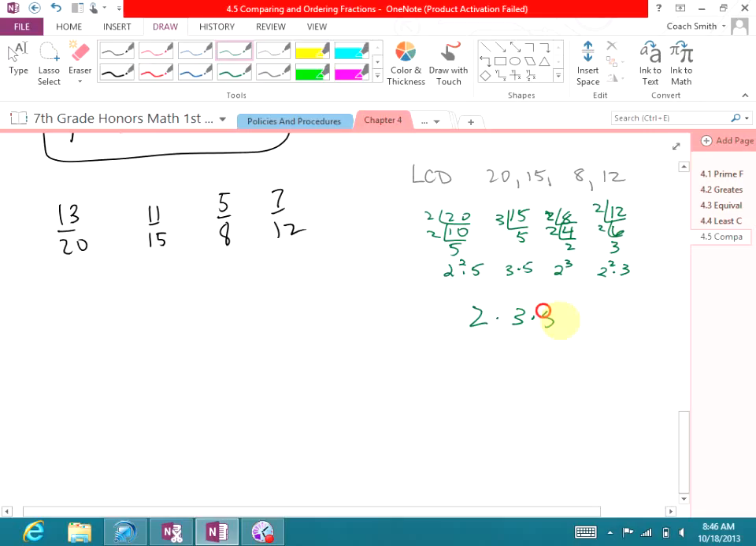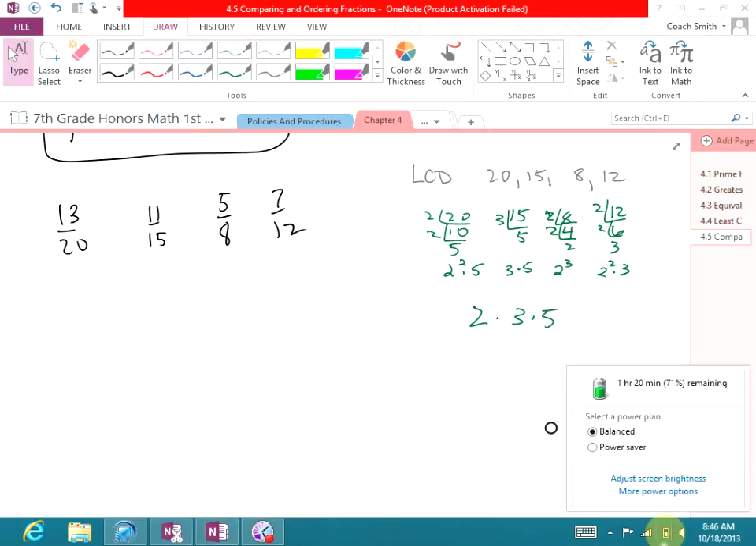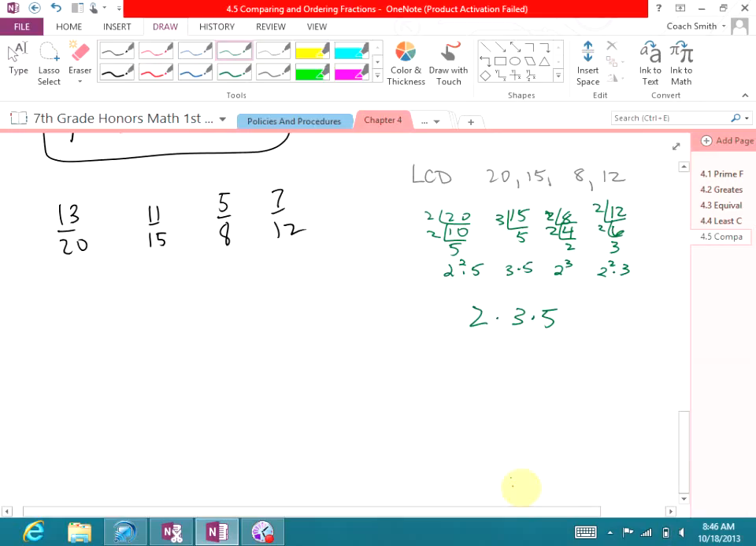So that's what I'm going to put right here. This is what we talked about last night. Now, 2, 3, and 5. The greatest power of 2, I have 2 to the second, 2 to the third, 2 to the second. So I've got to use 2 to the third. The 3, I have 3 to the first, 3 to the first, no 3, no 3. So I use 3 to the first. I have 5 to the first, 5 to the first, no 5. So I use 5 to the first.